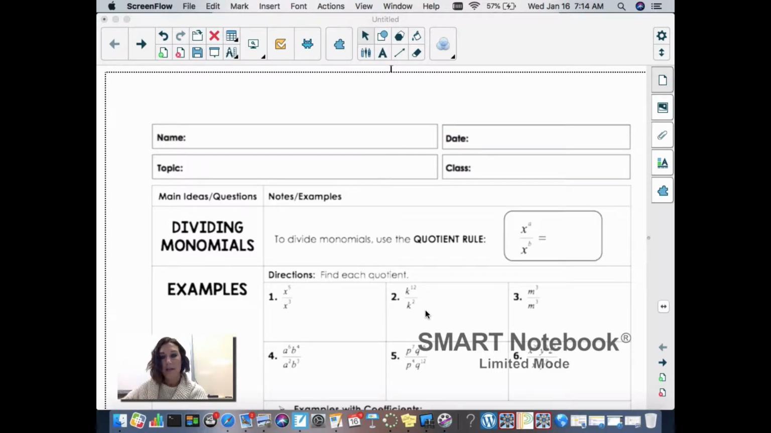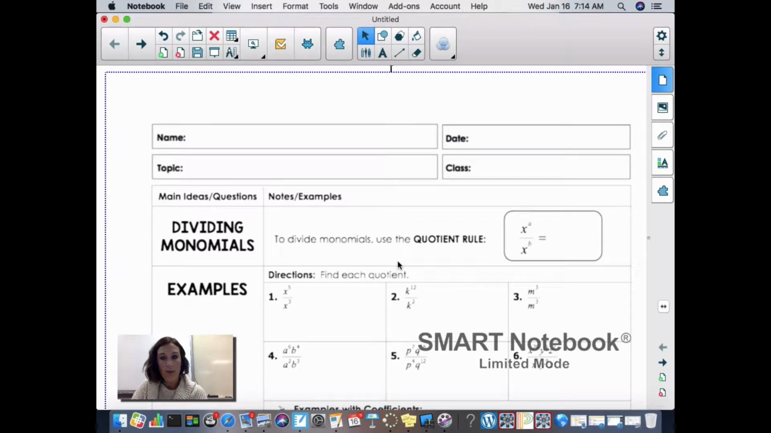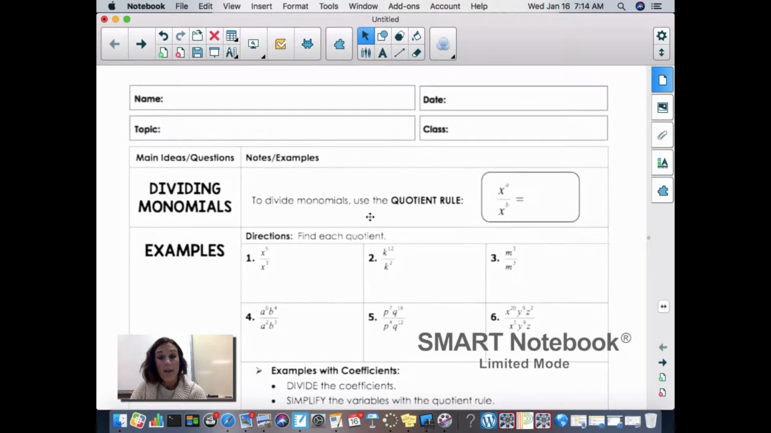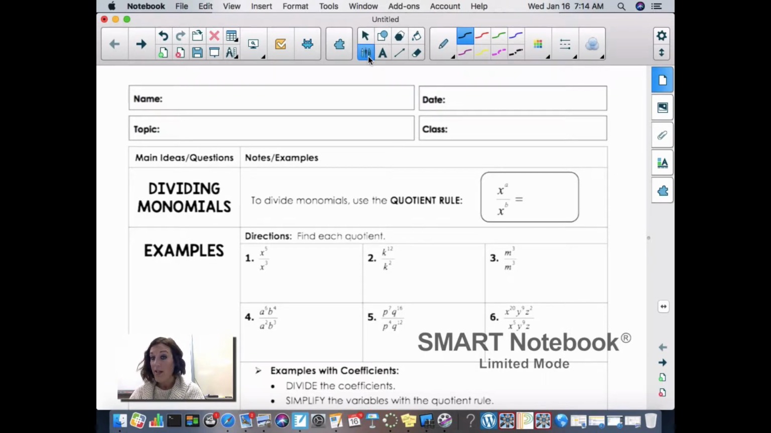All right, this is the podcast for dividing monomials. This is the third section in the exponents chapter. So if you remember, when we are multiplying variables with exponents, the rule is we add exponents, unless we're doing powers, then we multiply. So now just the opposite with dividing. When we're dividing with exponents, we're actually subtracting.